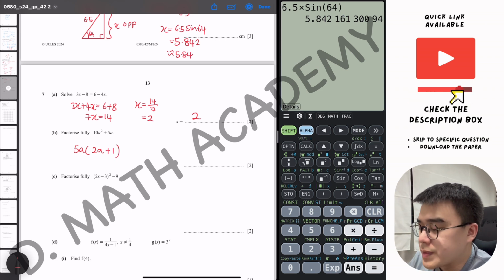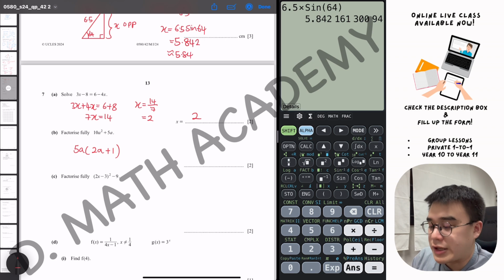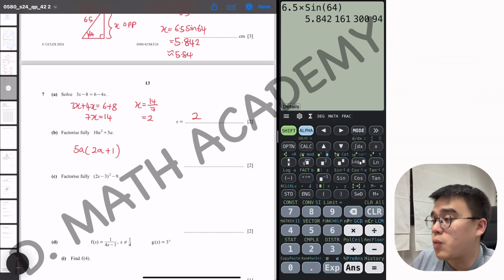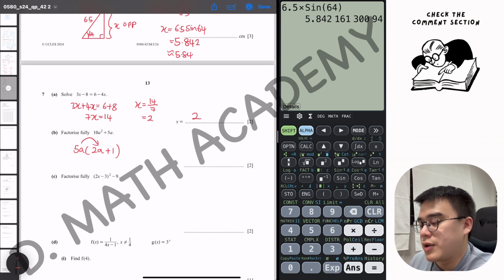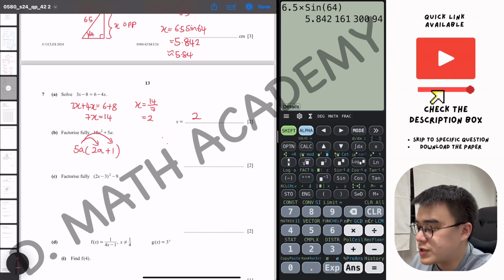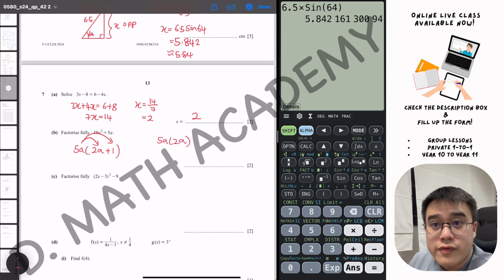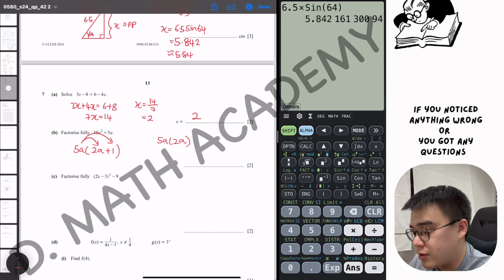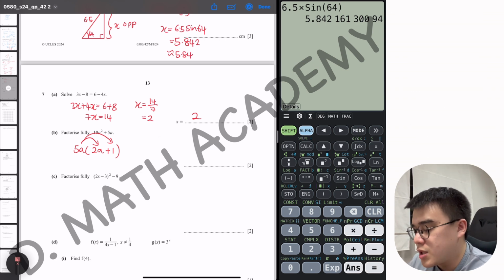This is a very common mistake: when you notice that the entire thing was being extracted, you still need to include the 1 there, because otherwise when you multiply it back, it wouldn't become the same answer. The most common mistake that I always receive is students leaving it as 5a times 2a. We're forgetting the 1 there. If you miss out the 1, you won't be able to get the answer at all. Okay, so that's one of the things to take note.